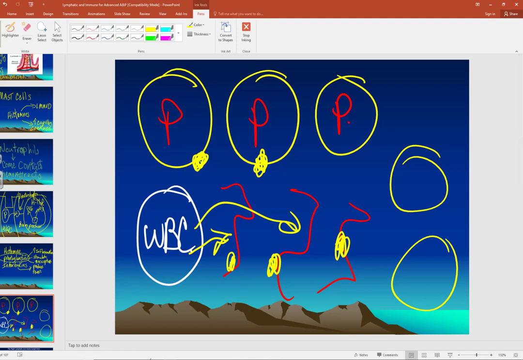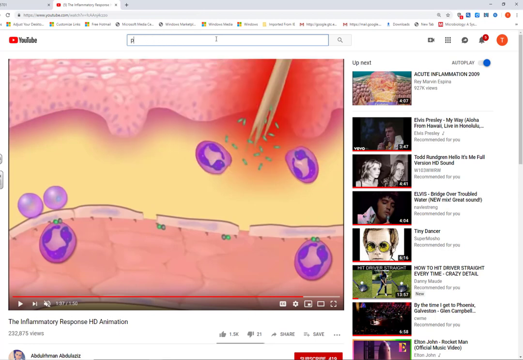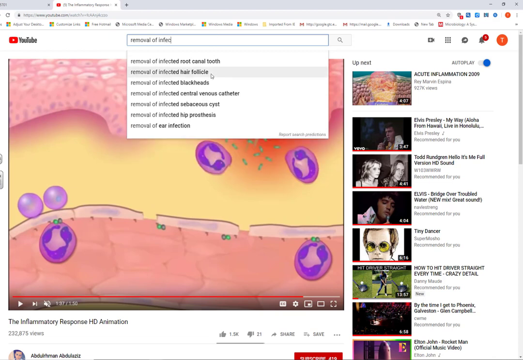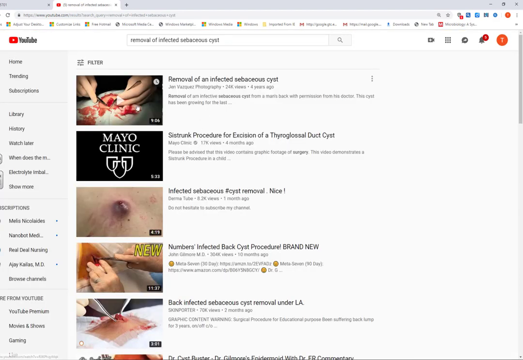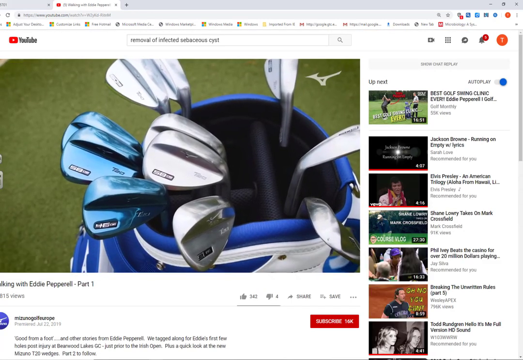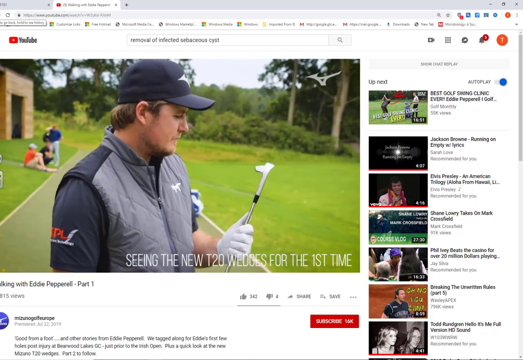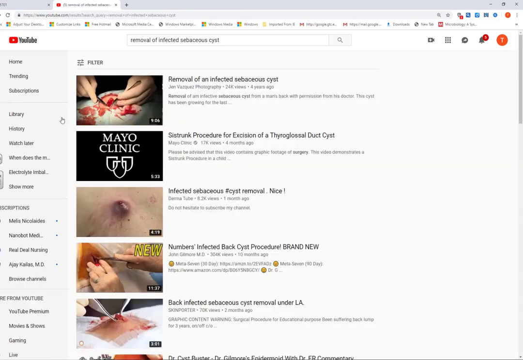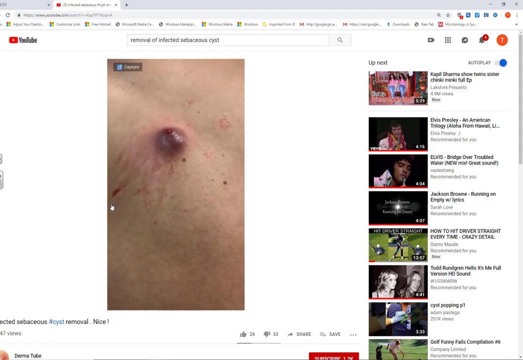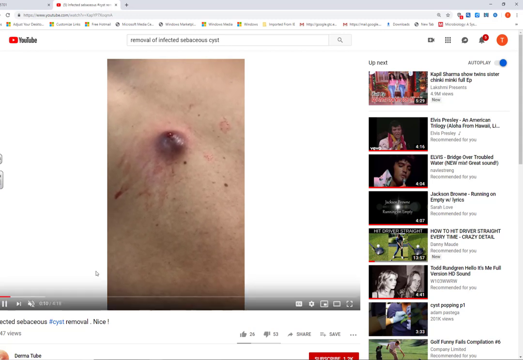Hang on. Oh, yeah. Hang on. Here we go. This is a back cyst removal. Yeah, here we go. Whoops. Oh, golf. Look at that. I need a 62 degree wedge. That looks like it's alive. Like it would talk to you.